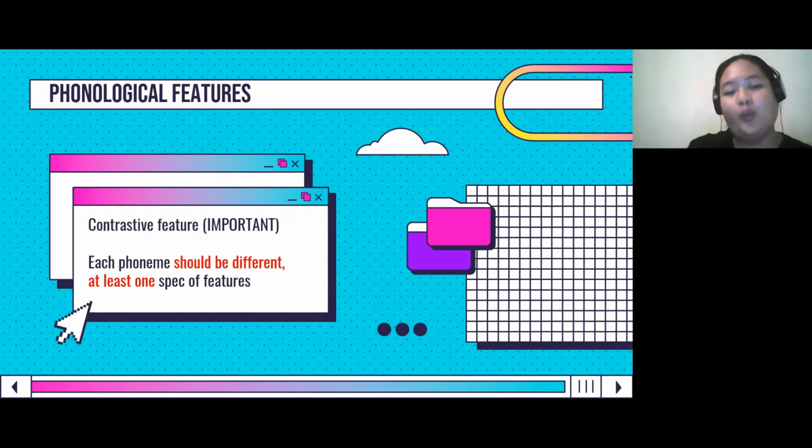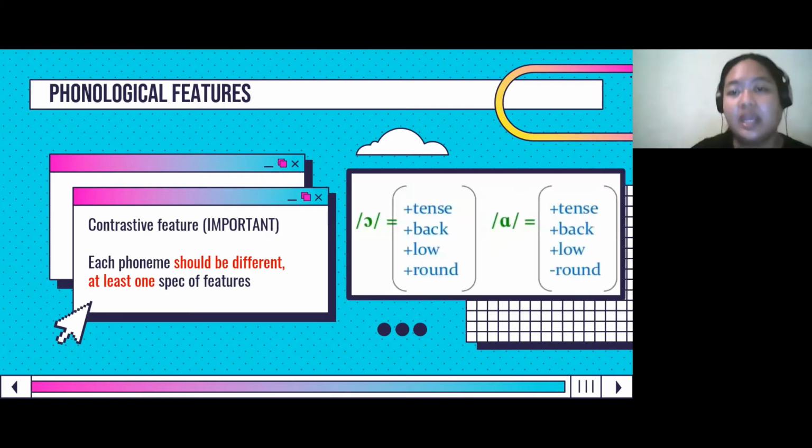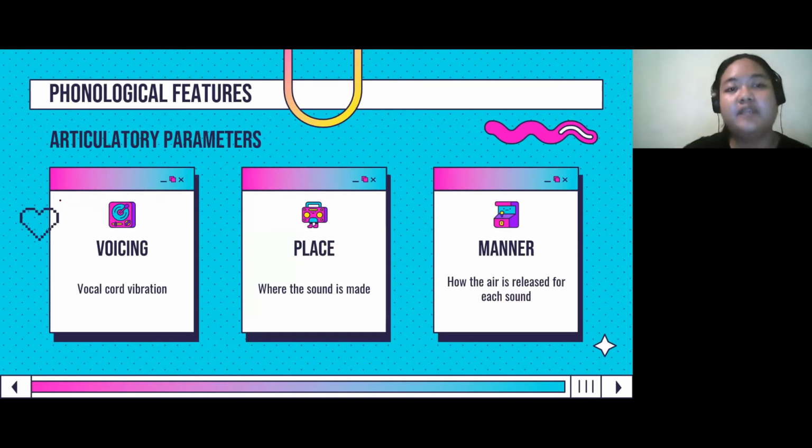So, continuing, one important function of feature theory is contrastive features, right? Each phoneme differs from the others in terms of at least one specification of the features. Here we have o and a. The o is round and this one is not round. See, it should be different in at least one specification of features. Let's dig deeper into articulatory parameters.